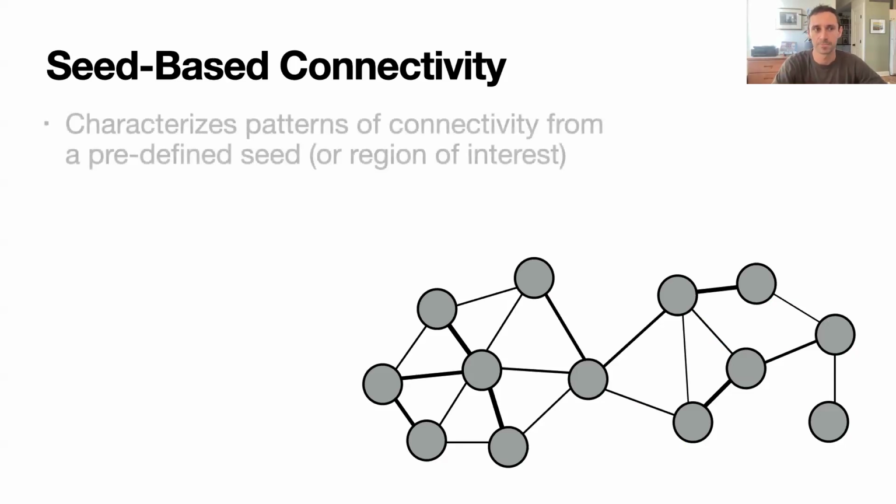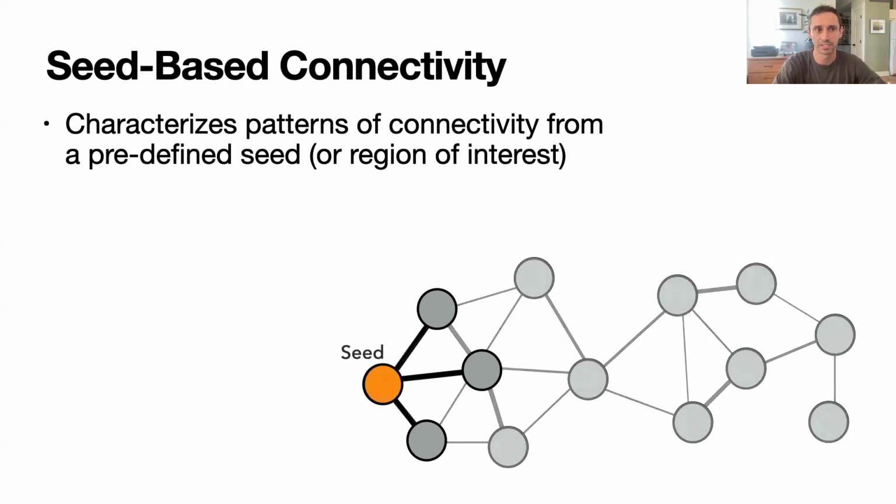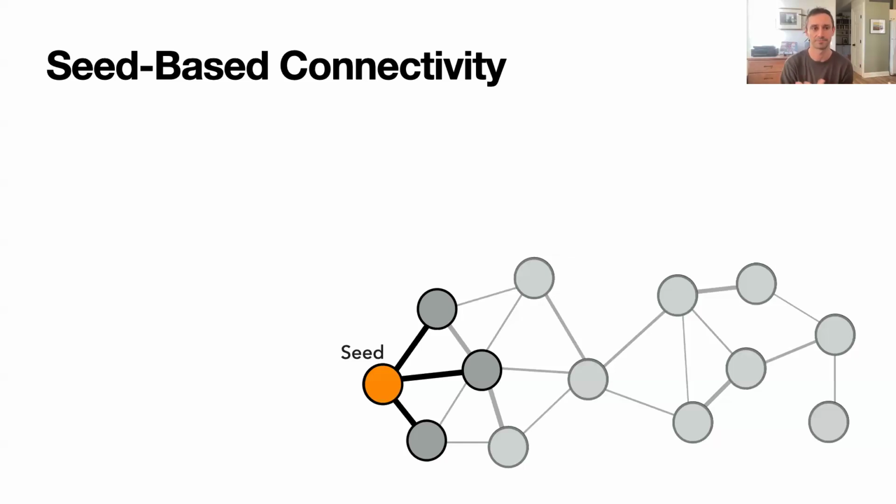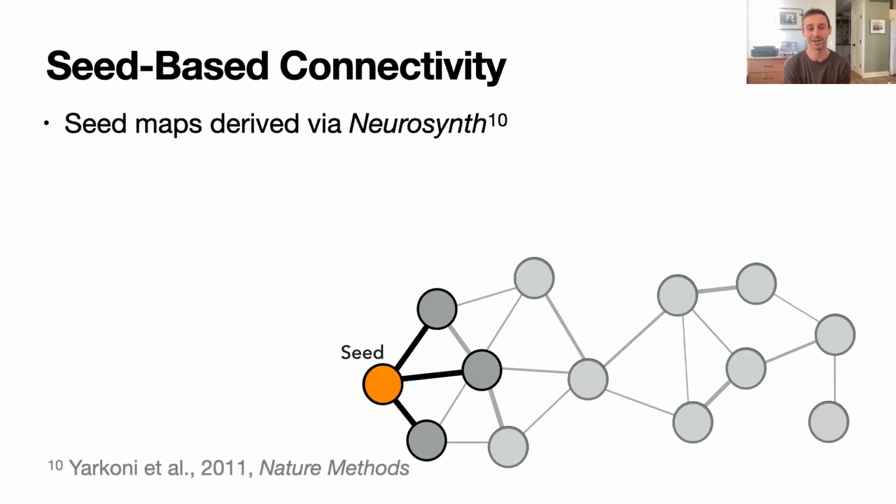Seed-based connectivity essentially characterizes the patterns of connectivity from a predefined seed or region of interest. So in this case, we take a more hypothesis-driven approach where we define regions that we think are going to be relevant to memory, and then look from that seed, how does the connectivity between HSAMs and controls differ? And how do we define these seeds?